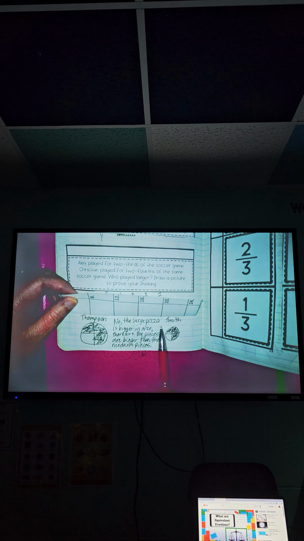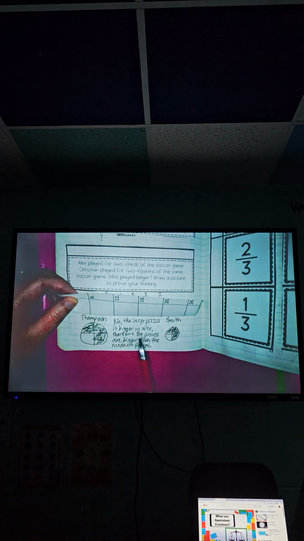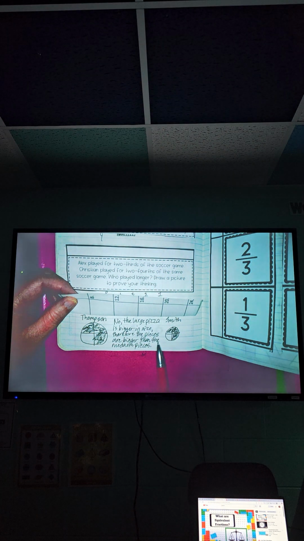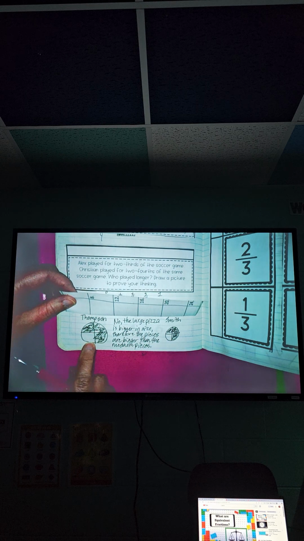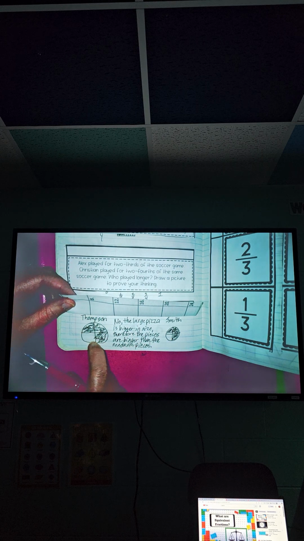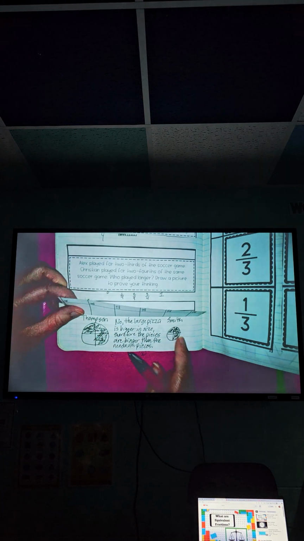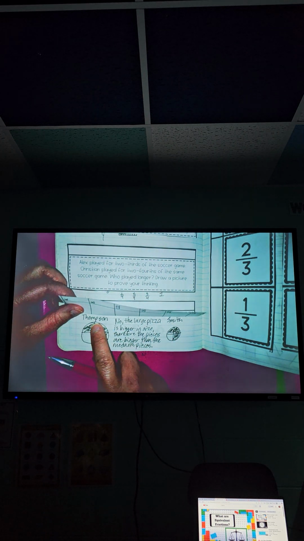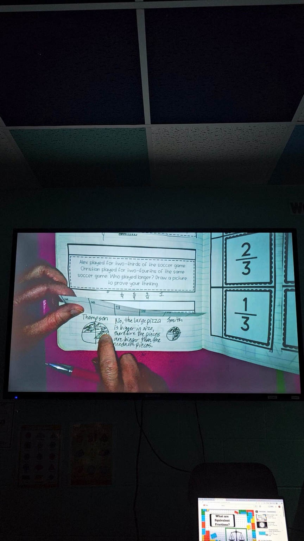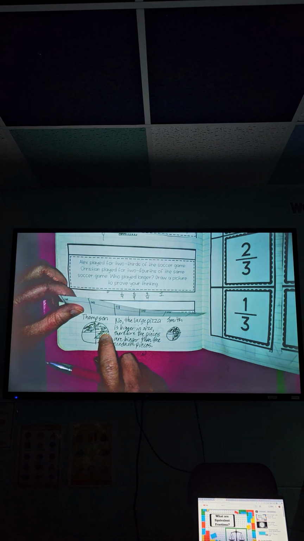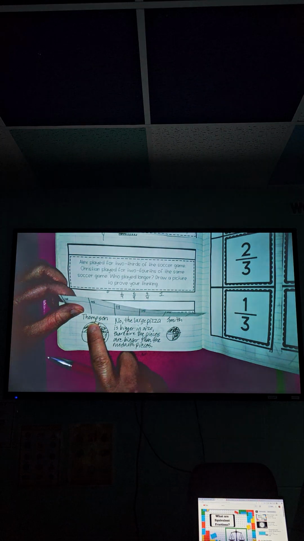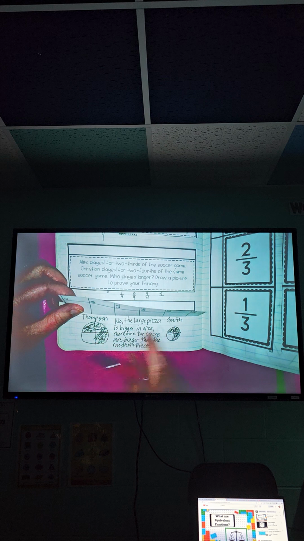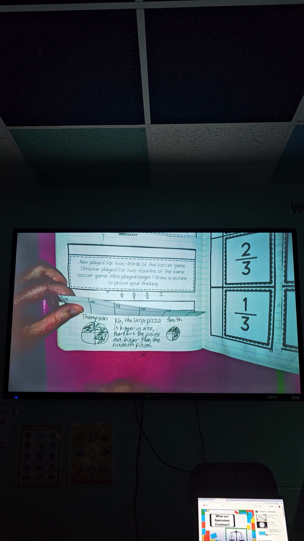So no, the large pizza is bigger in size, therefore the pieces are bigger than the medium pieces. Yep, if you have a whole that's bigger, the whole pizza is bigger than the other pizza. It doesn't matter if they ate the same portion of 3/4, because this pizza's slices are bigger than this one over here.